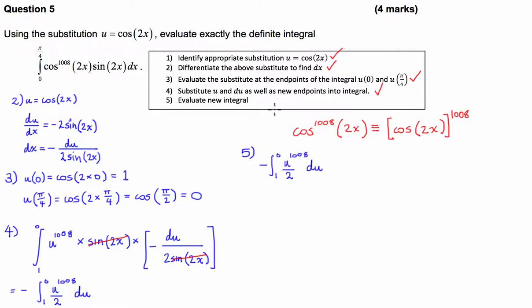So on to step 5, where we have to evaluate the new integral, which I've rewritten up here, guys, just to make it easier to follow. So to start with, we're going to just leave the negative out the front of our evaluated integral. We're going to open up a square bracket, because this shows that we're going to have a definite integral. We're going to increase the power on u by 1. So I'm going to have u to the power of 1009. And then I'm going to divide everything by this new power. So we have 2 in the denominator already, multiplied by what this new power is, 1009.